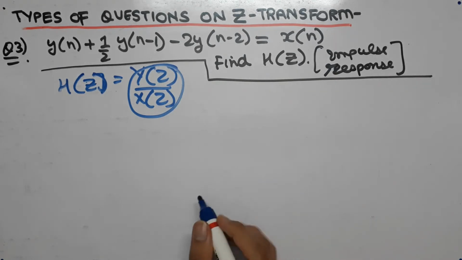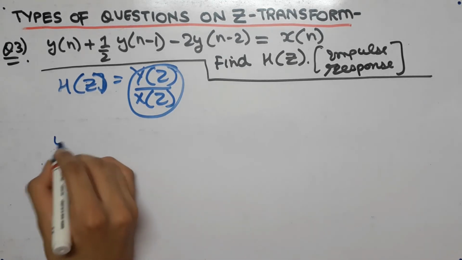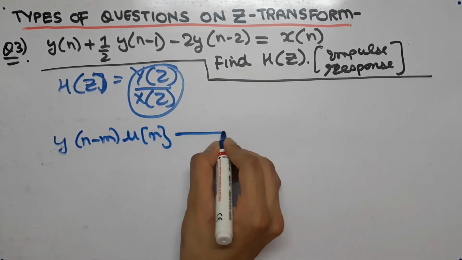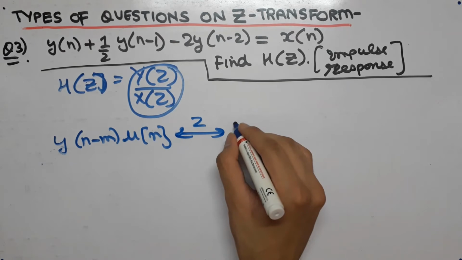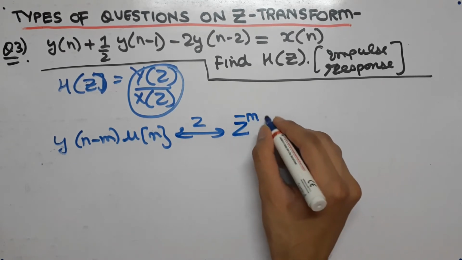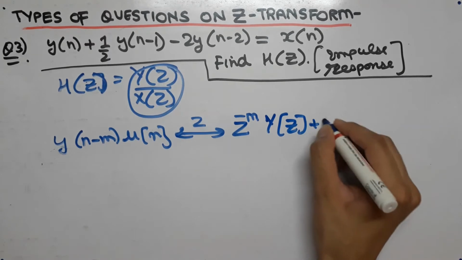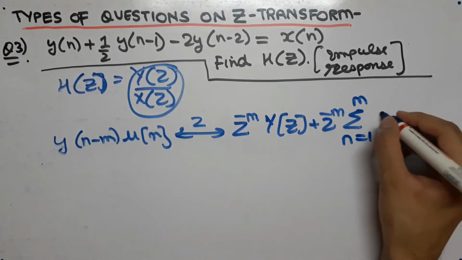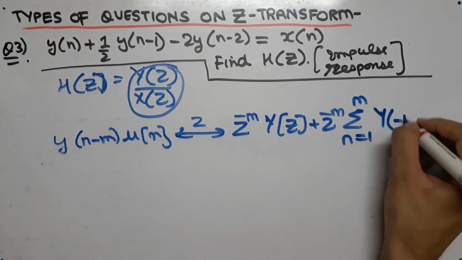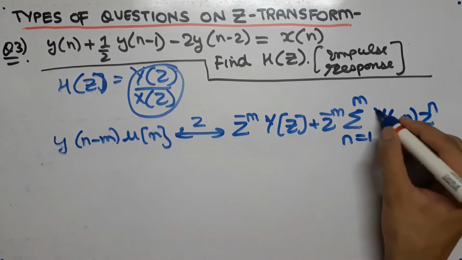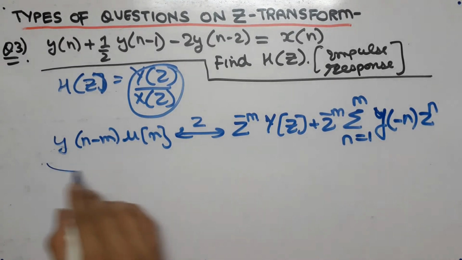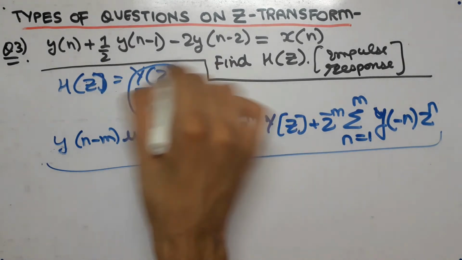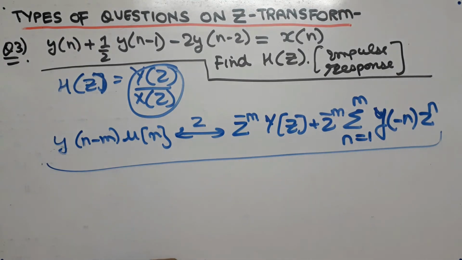We have a formula for that, that is y of n minus m un. We have to convert this into the form of z, that is, this will come out to be z to the power minus m yz plus z to the power minus m summation from n equal to 1 to m of y of minus n z to the power n, that is, a small y. Now we are going to use this formula in this equation. Do not worry if you did not understand this formula, because now I am going to explain how we will convert it into the form of yz and xz.